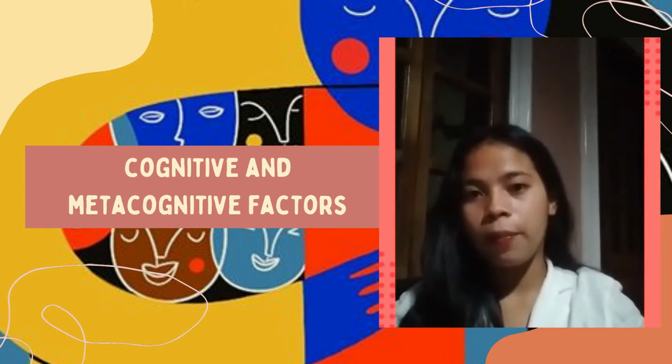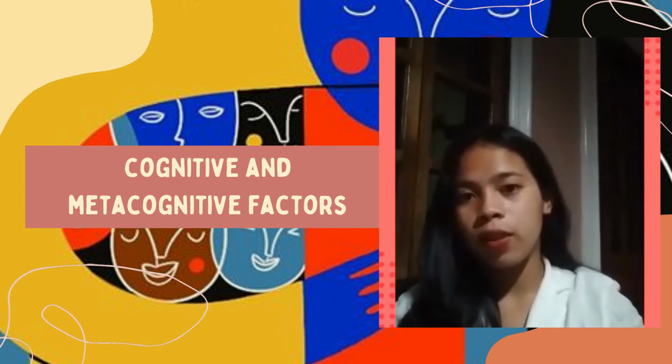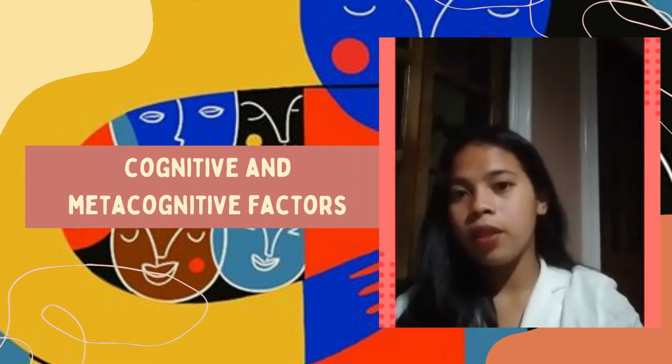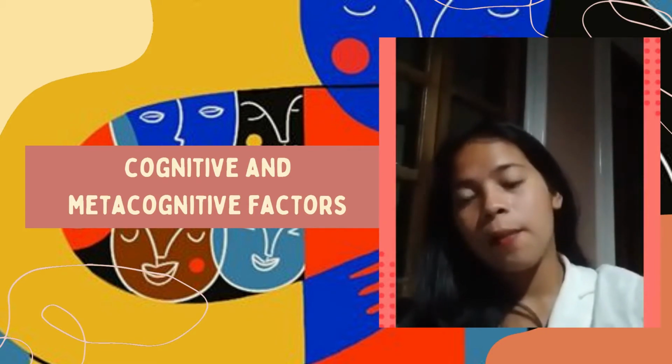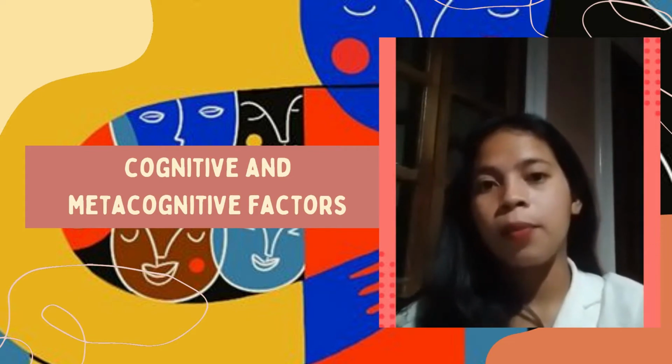Now let's proceed with principle number 5, thinking about thinking. Metacognition refers to thinking about thinking. It is the ability to think about and regulate one's own thoughts. Now let's proceed with principle number 6.